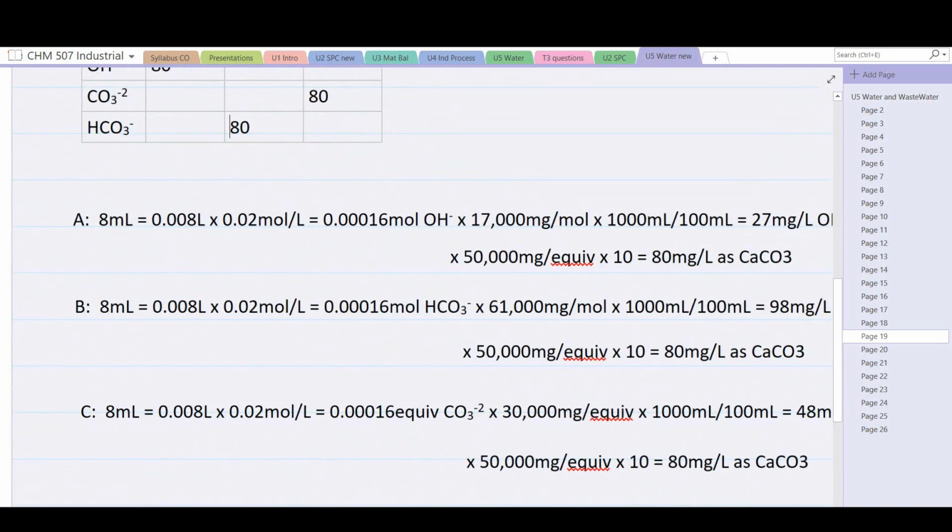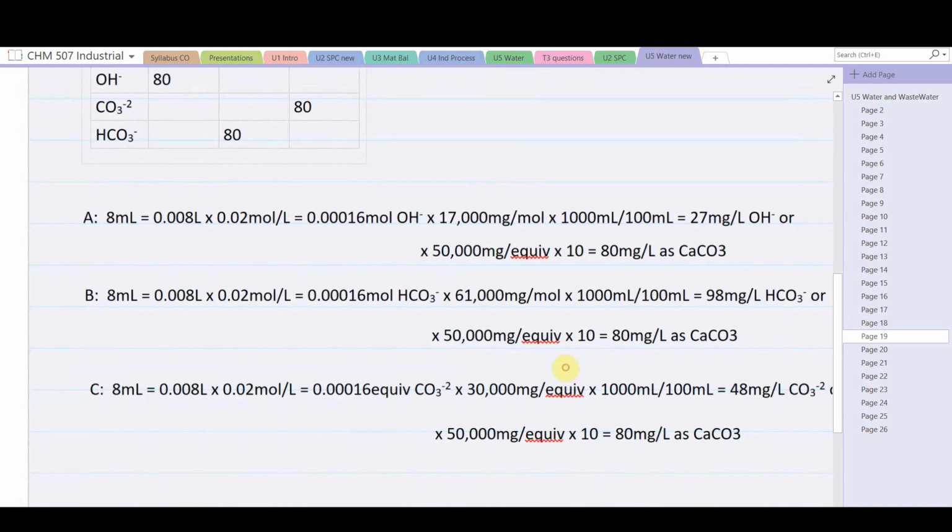Look at the calculation. Again, 8 mils of acid, 0.008 liters, 0.2 moles per liter is the molarity of our acid. 0.0016 moles of hydrogen ion delivered, neutralizing 0.0016 of bicarbonate, times the molar mass of bicarbonate, 61,000 milligrams per mole. What is it per liter? Multiplied by a factor of 10, works out to be 98 milligrams per liter of bicarbonate.